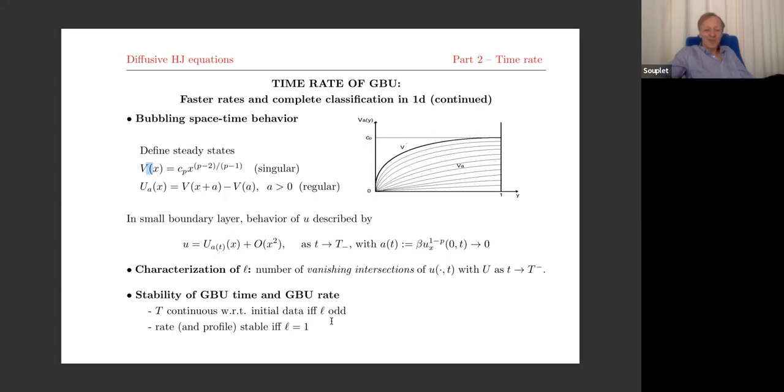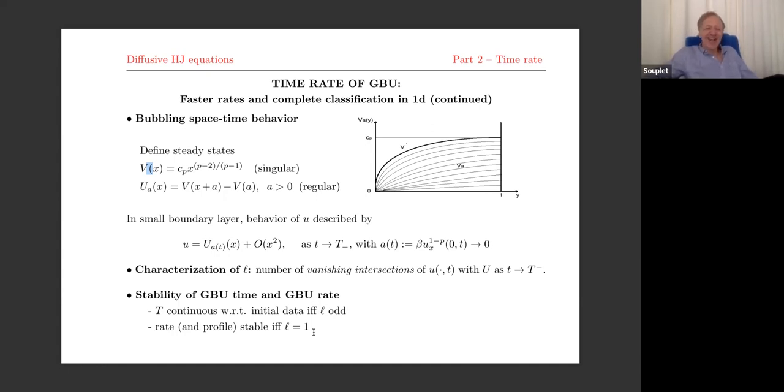Second thing, if T itself is not stable, then it has no meaning to ask about the stability of the profile. But if T is continuous, so assuming L is odd, then the rate and the profile are stable if and only if L equals 1. So only the first mode is stable. Of course, it's a natural guess, also considering recent results on other problems that you and your group studied. There might be some codimensional stability hidden behind, depending on L, but the structure of the problem is not clear. Maybe looking more closely at the linearized operator in some neighborhood of a bubble, we could say something, but we have not yet studied this. I was sure you were going to ask the question, so I answered in advance.